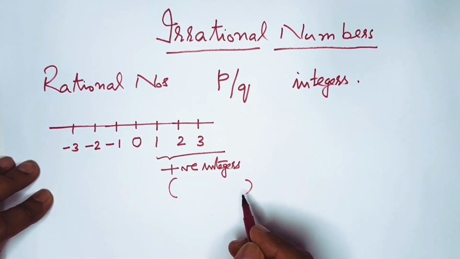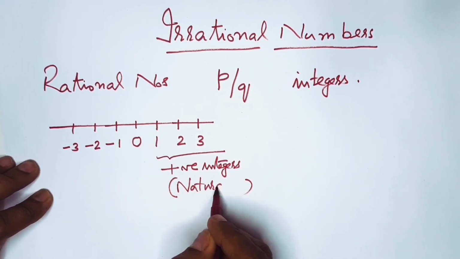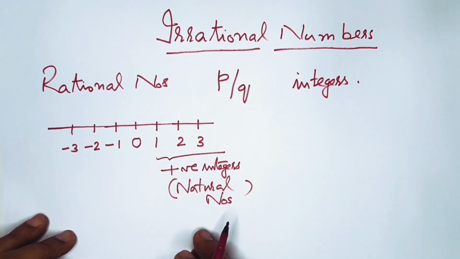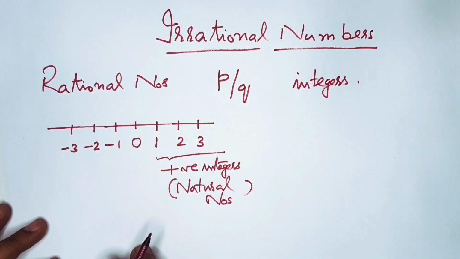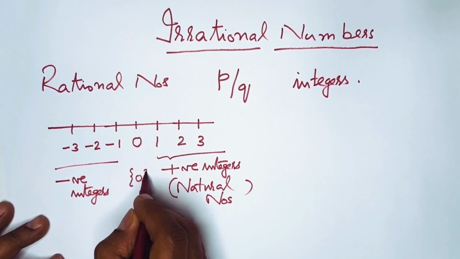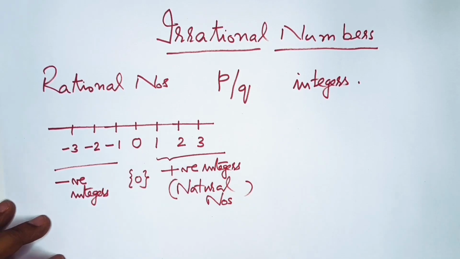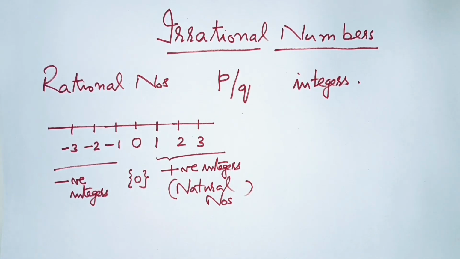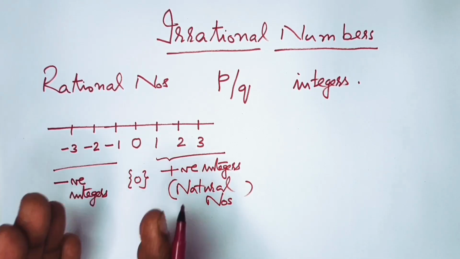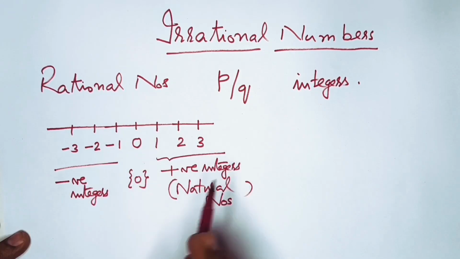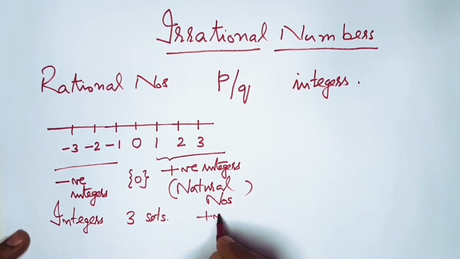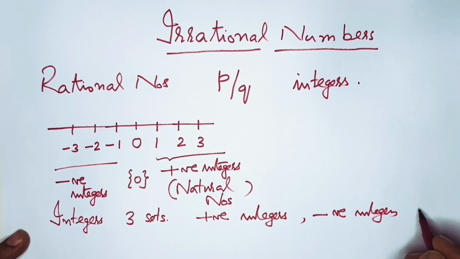There is another name for positive integers: natural numbers. Maybe you heard of these terms before. So a natural number is nothing but 1, 2, 3, etc. These are called negative integers. So what do you do with 0 here? 0 is a singleton. Singleton means a set of just one element. This is considered neither negative nor positive. It has an existence of its own. So basically integers is a union of, or collection of, three sets: positive integers, negative integers, and singleton 0.